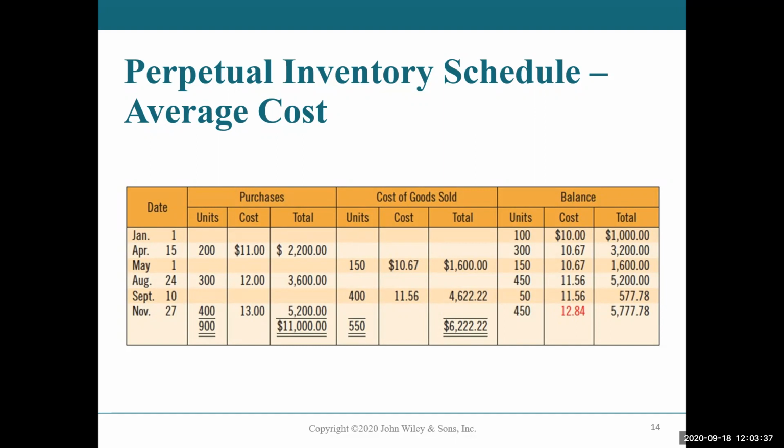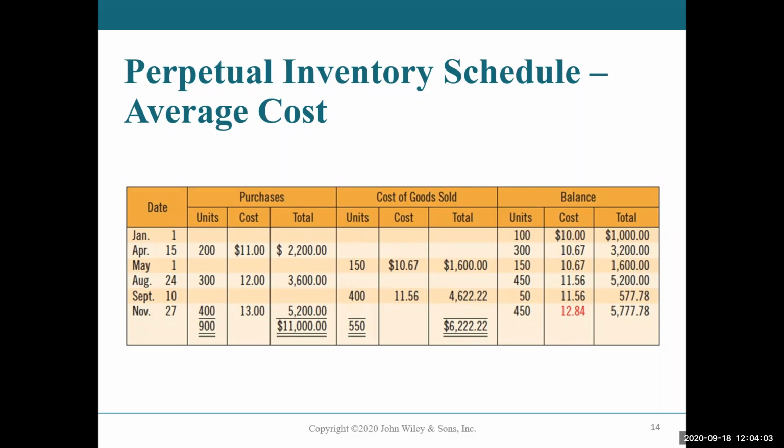So here we don't have to distinguish those 150 units. We take the last average cost that was calculated, apply it to all of these 150 units. That's a total cost of $1,600. Out of the total inventory, we are still left with 150 units at the same average cost that was calculated earlier. That's ending inventory worth $1,600.